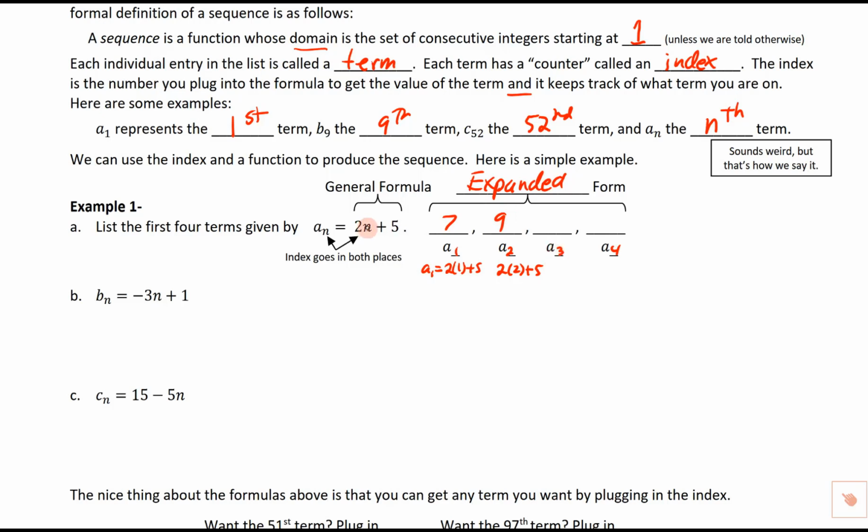We're now going to plug a 3 into the formula, so this is going to be 2 times 3 plus 5, so that's 6 plus 5, that's going to be 11. And then you can kind of see what's going on here. You think the next one's going to be 13. Let's just double check and make sure that it is.